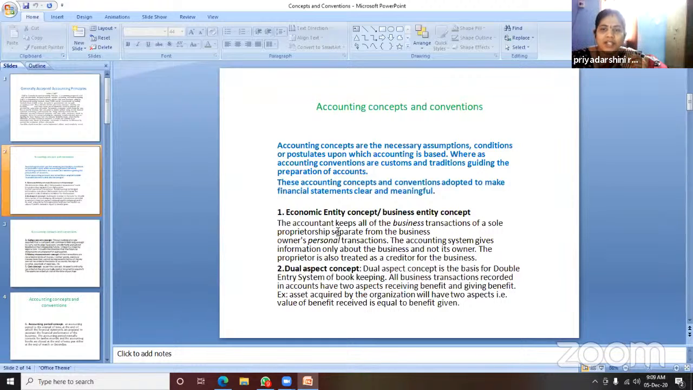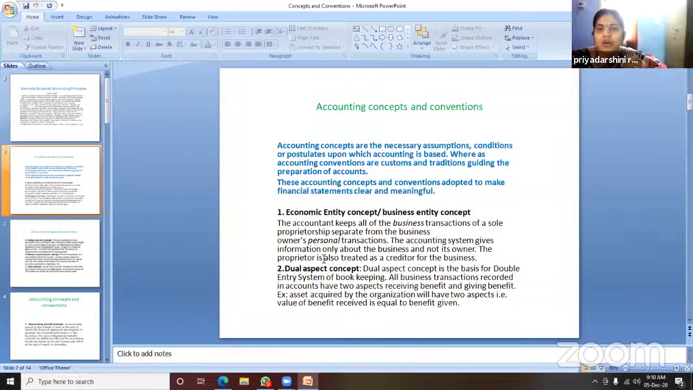What is business entity concept? According to this concept, business is treated as separate from the owner. The proprietor, or the investor, or the owner of the business has no relation with the business; his personal affairs are not at all included in the business. The accountant must keep all of the business transactions of a sole proprietorship separate from the owner's personal transactions. The accounting system gives information only about the business and not its owner.